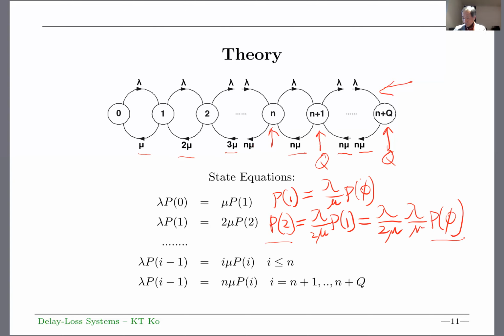So there are two sets. One is before n, one is after n. After n, all the service rates are n mu. Okay, so with that concept, we can go to the next slide.